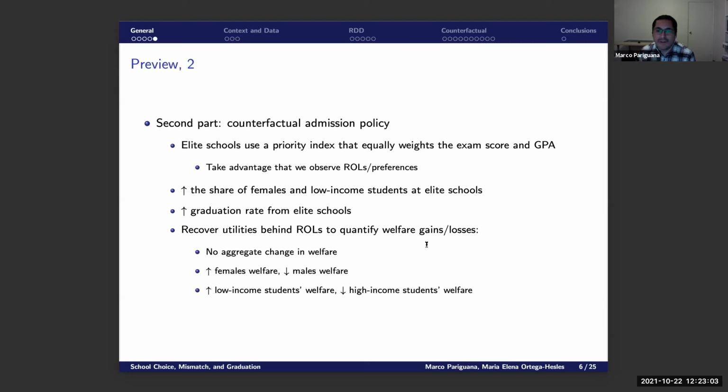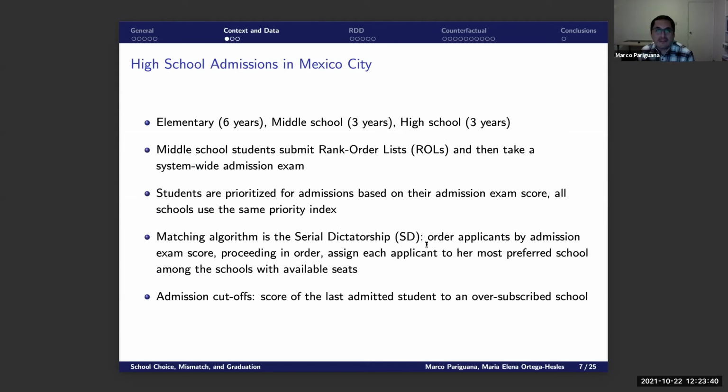So what we're going to find in our counterfactual is that the share of female and low-income students at elite schools increases. The graduation rate from elite schools increases. I'm going to explain to you later how I do this graduation rate in the counterfactual. And lastly, we're going to estimate preferences to recover the utilities behind the rank order list, so we can quantify welfare gains and losses. So what we're going to find is that there is no aggregate change in welfare. However, female welfare increases in the counterfactual while male welfare decreases, and low-income students' welfare increases while high-income students' welfare decreases.